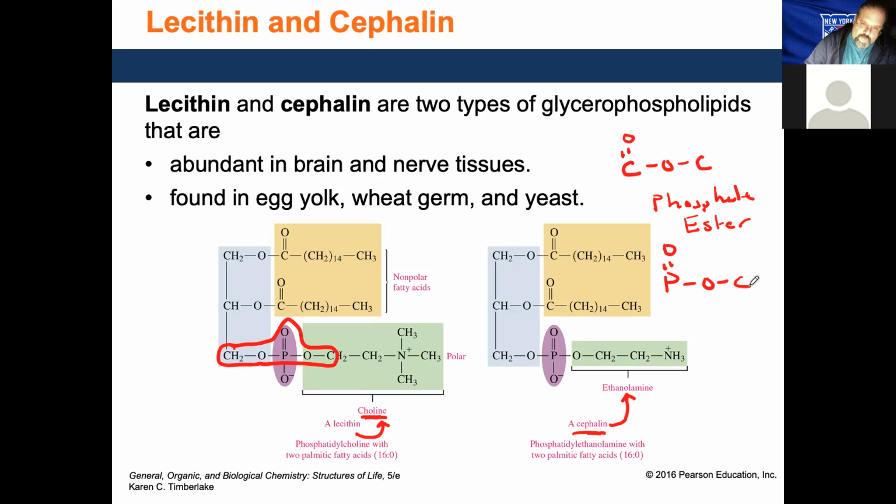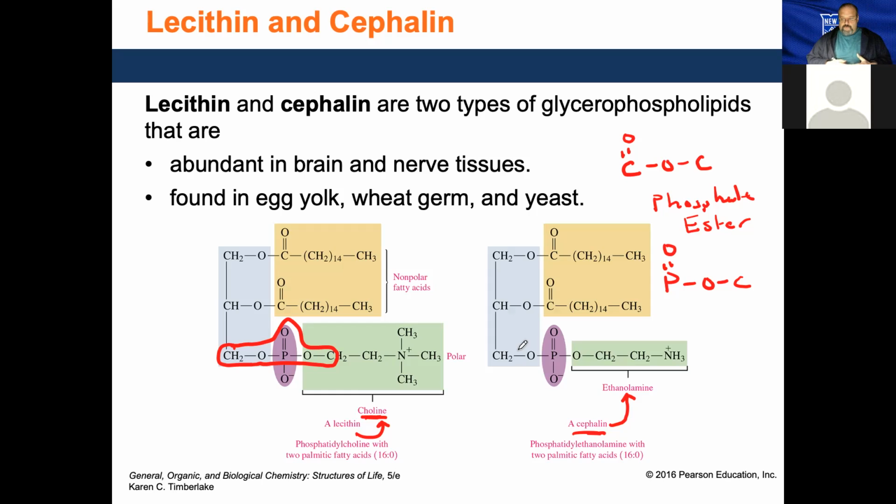Now, for a phosphodiester bond, that P double bond O group is involved in two ester linkages simultaneously. So P double bond O, OC once, OC twice. So that essentially is your phosphodiester bond.